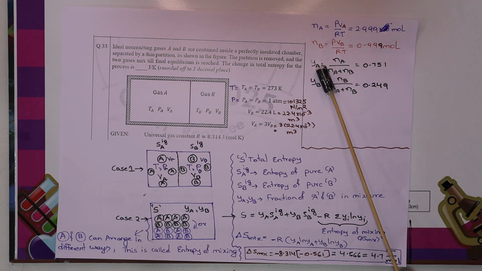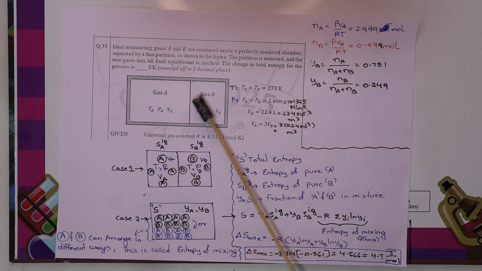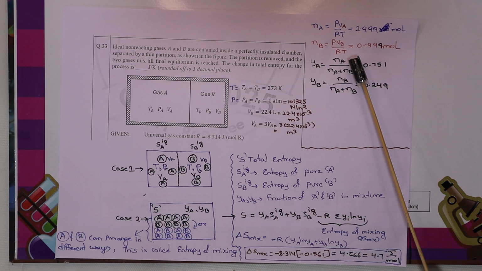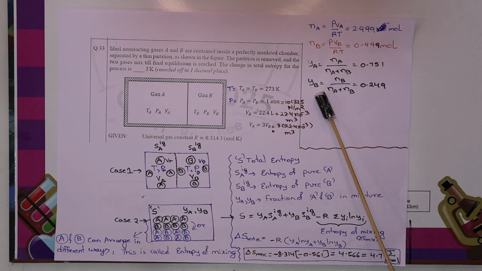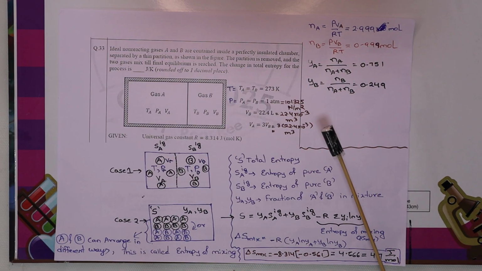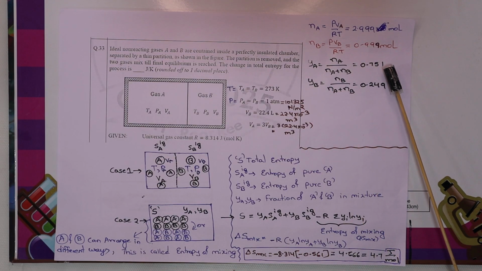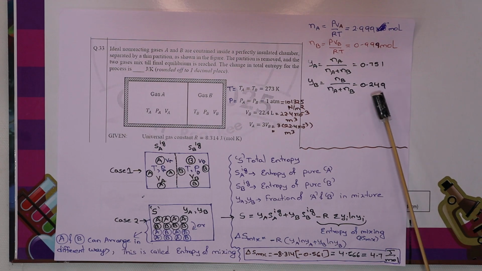So, Ya, that means the fraction of A, once you remove the partition, both will get mixed. In the mixed state, what is the fraction of A and what is the fraction of B? Ya is the moles of A divided by moles of A plus moles of B. Fraction of B is equal to moles of B divided by moles of A plus moles of B. So, you get 0.751 for Ya and 0.249 for Yb. So, finally, you get the entropy of mixing as 4.666, or 4.7 joule per mole Kelvin.